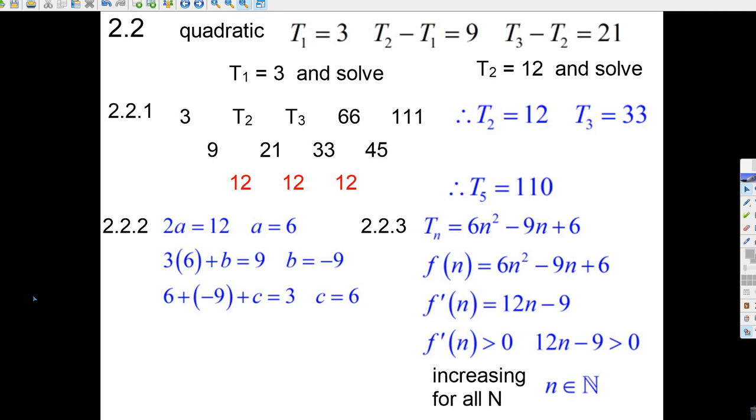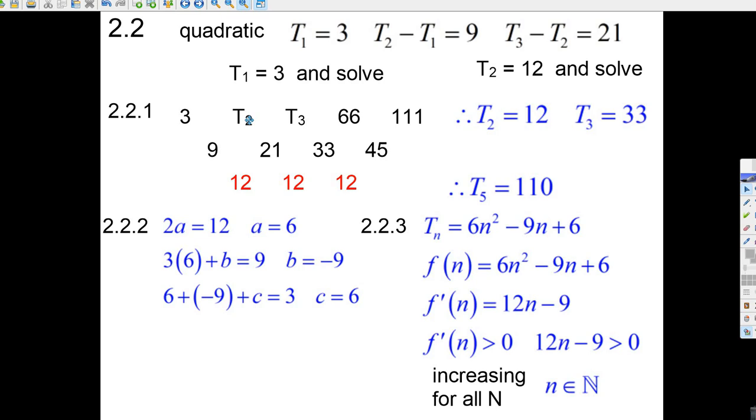Hey, this is question 2.2, patterned questions. They say that the sequence is quadratic, and they give you the first term is 3. But they tell you that t2 minus t1, which is the first term, equals 9, and t3 minus t2 equals 21. Now, I like to build, if it's quadratic, put down 3, t2, t3, like that.